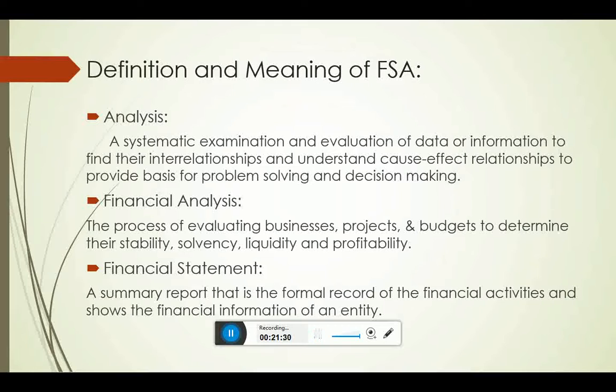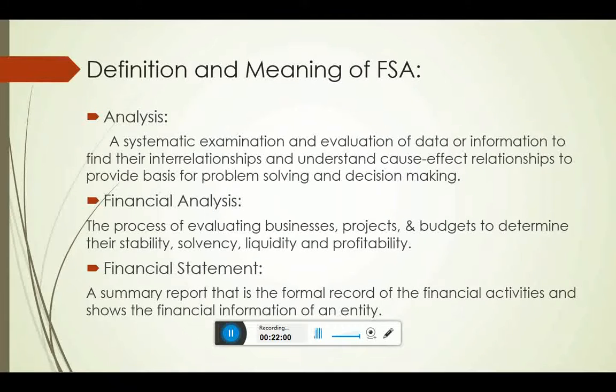Now the third thing we have is the financial statement. What is a financial statement? A financial statement is a summary report that is the formal record of financial activities and shows the financial information of an entity, right? So a financial statement is basically a report. What kind of report? A financial report.